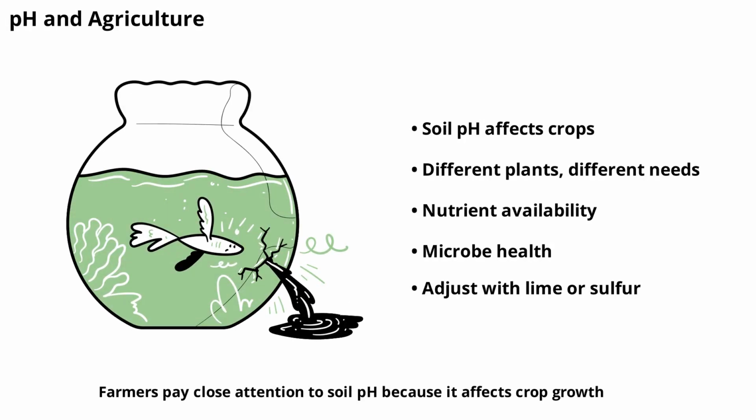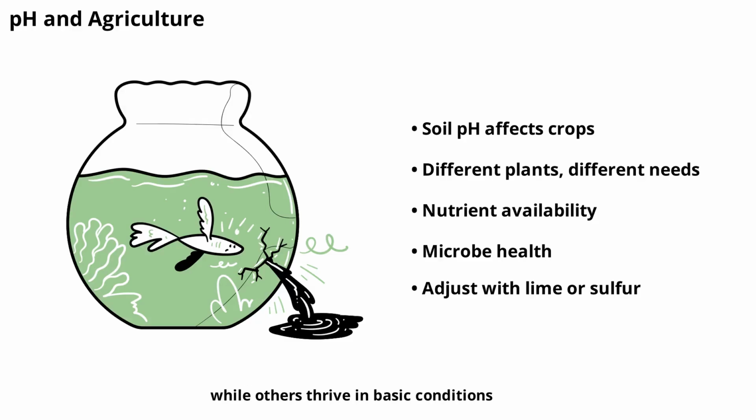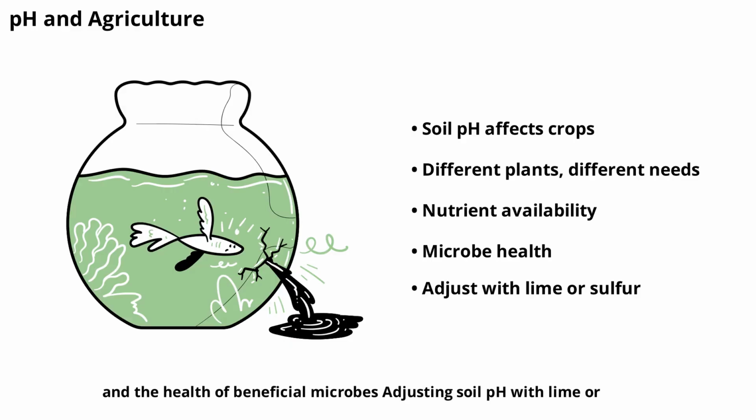Farmers pay close attention to soil pH because it affects crop growth. Some plants prefer acidic soil, while others thrive in basic conditions. Soil pH influences nutrient availability and the health of beneficial microbes. Adjusting soil pH with lime or sulfur can improve yields and plant health.